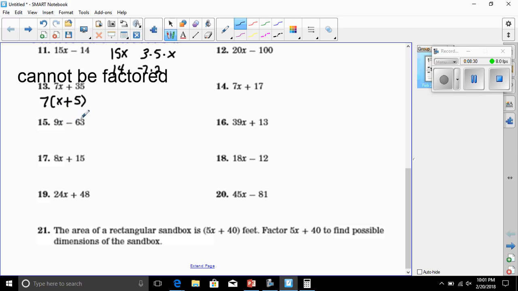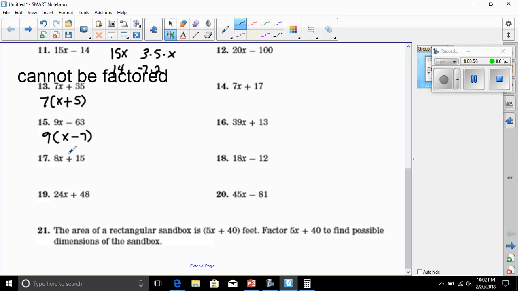Number 15 says 9x minus 63. Well, 9 goes into 63 because 9 times 7 is 63. It's a negative 63, so that's going to be a negative 7. So there's no x's over here. Once again, we put 9 in front as our greatest common factor. What times 9 will give us 9x? X. And what times 9 will give us negative 63? That's going to be negative 7.